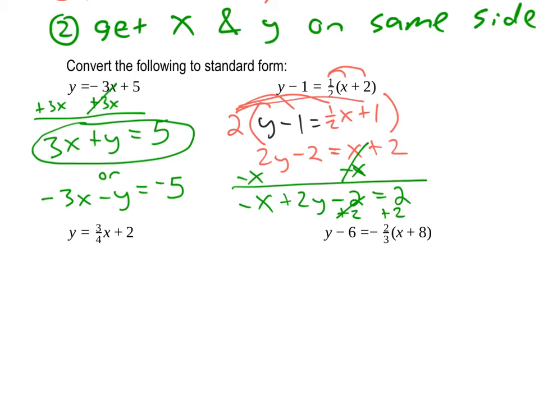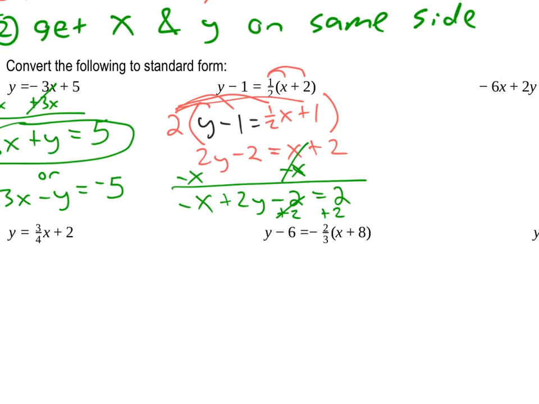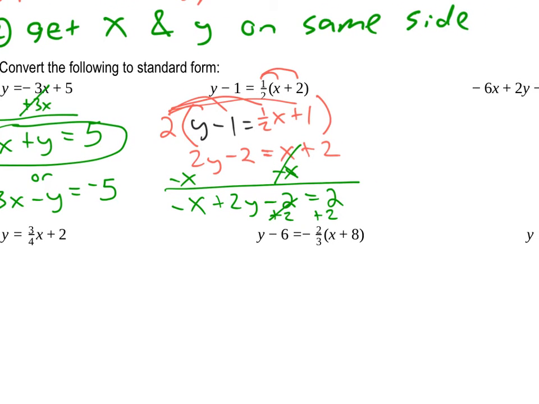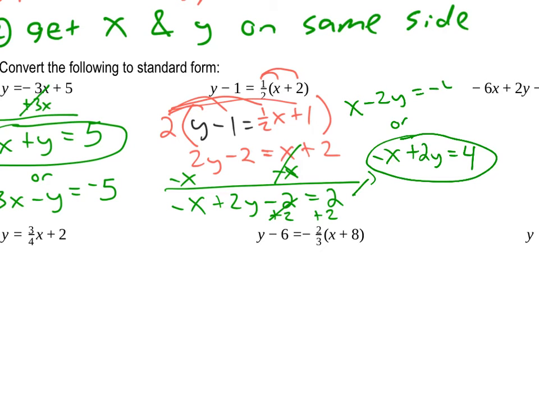And now, let me write this over here. Now I'm going to have negative x plus 2y. And what's left over here together is 4. And that's my standard form answer. Now, if you did it the other way, if you moved the y to the right-hand side, you could end up with the alternative answer of x minus 2y equals negative 4. It's still right if you did it the other way. So make sure you understand that.